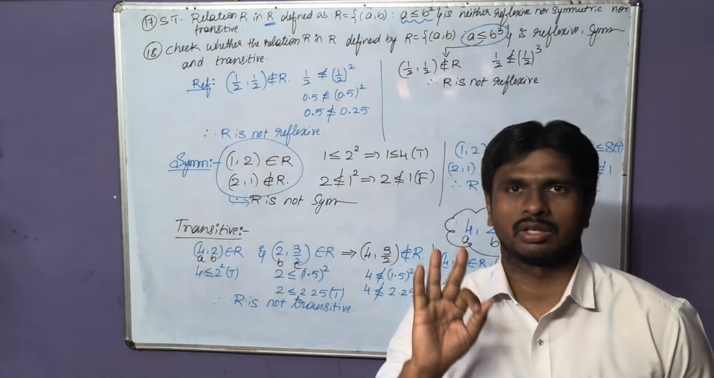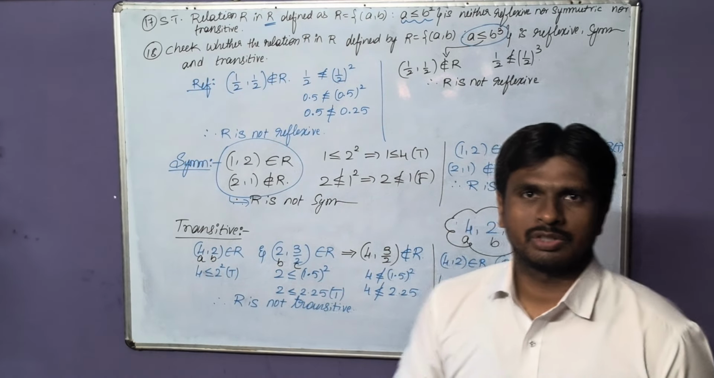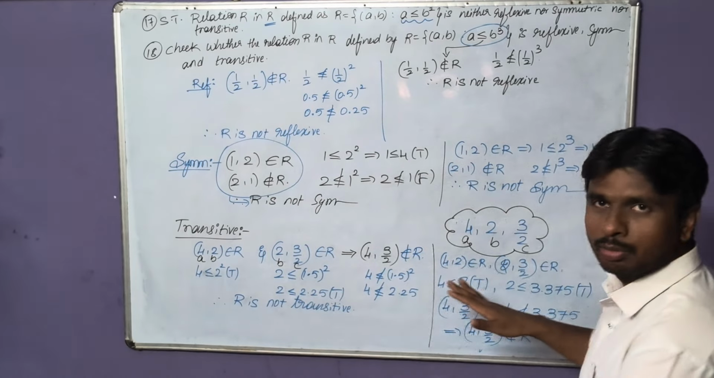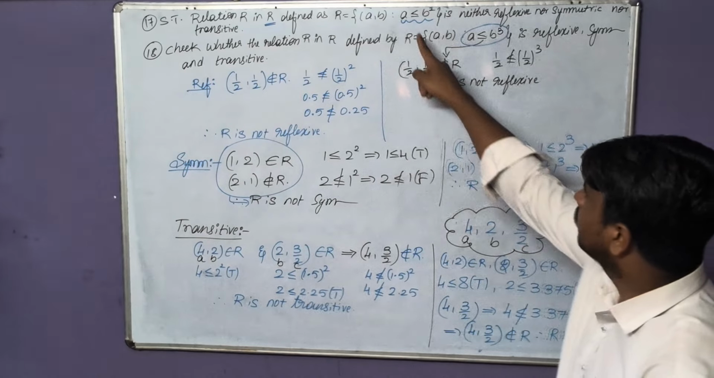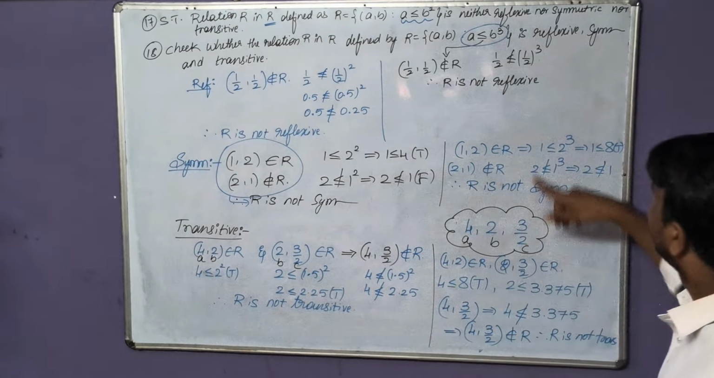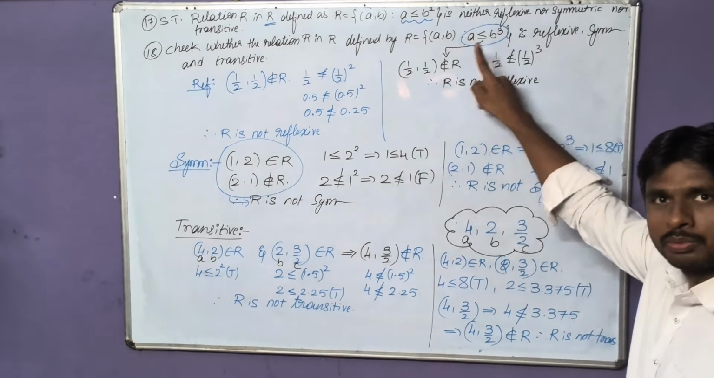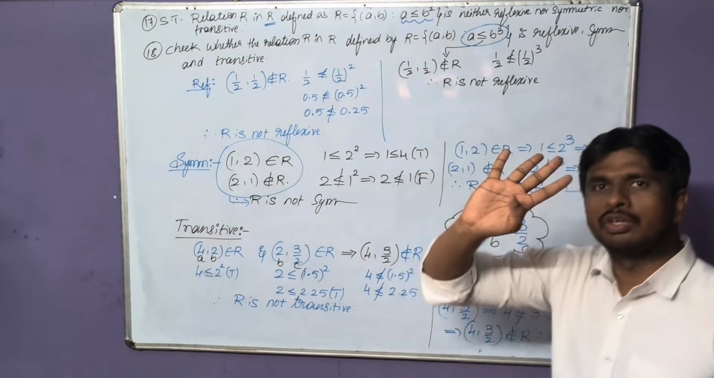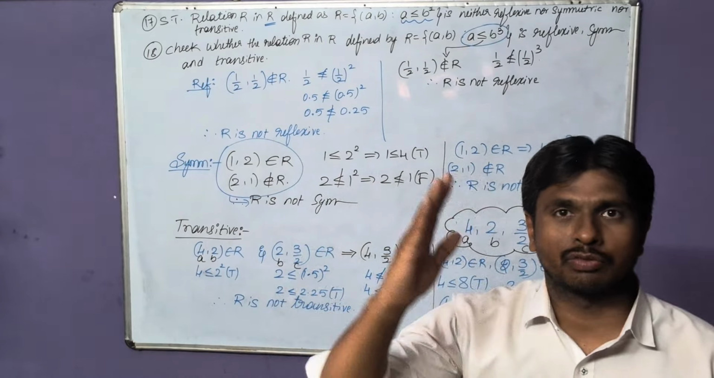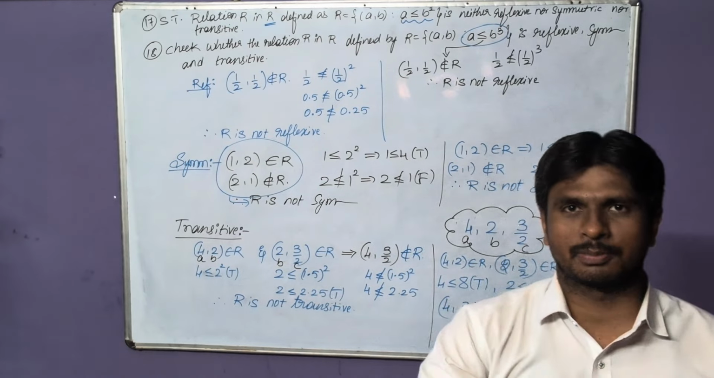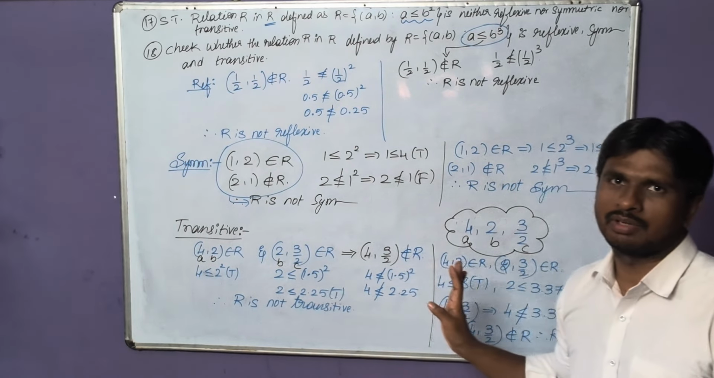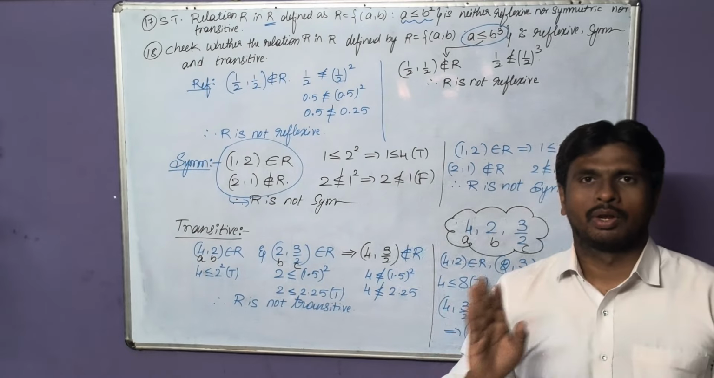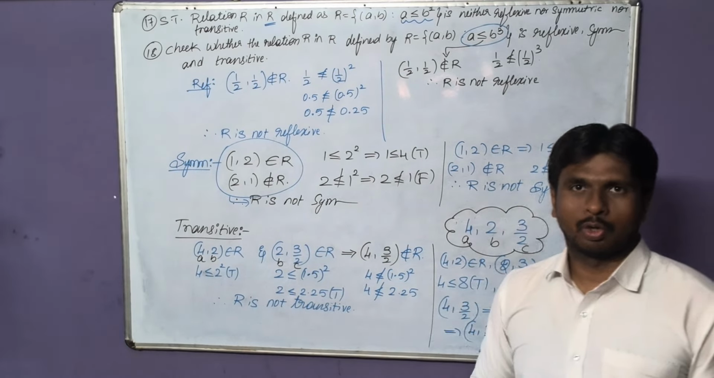We need to utilize that 3 hours in a proper way. So that means we have to be prepared for these type of problems in advance. So when we have A is less than or equal to B square and A is less than or equal to B cube, be prepared with the solution that if you take the values of A, B, C as 4, 2, 3 by 2 respectively, 100% you can easily prove that the given relation is neither reflexive nor symmetric nor transitive. I hope you have understood.